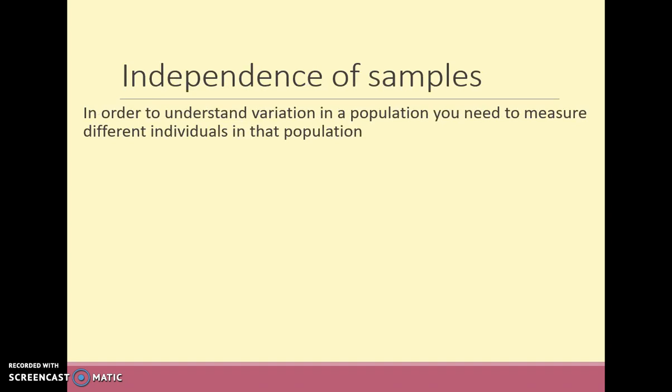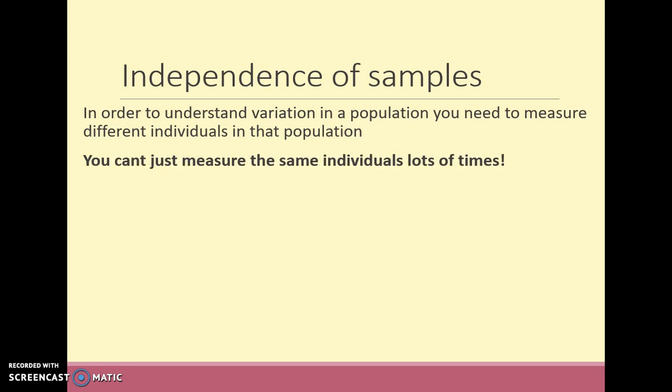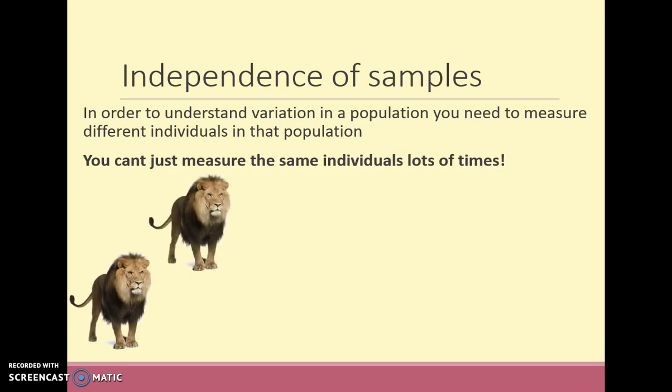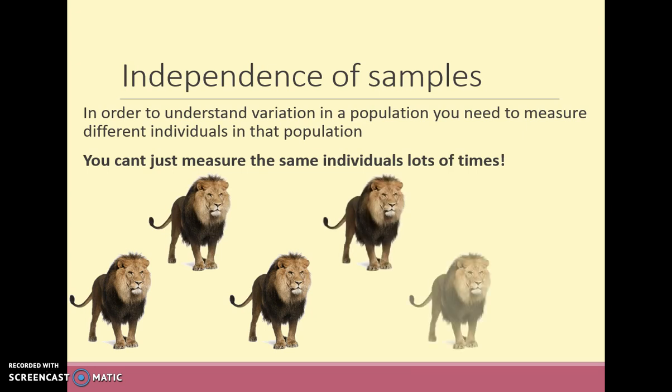So, in order to understand variation in a population, you need to measure different individuals in that population. You can't just measure the same individuals lots of times. So let's take, for an example, we wanted to look at the effect of testosterone levels on mane colour in lions. If we wanted to make inferences on this in regards to the population as a whole, we wouldn't be able to just take one lion, measure its testosterone levels lots of times, and look at its mane colour lots of times. We would have to look at this in a subsample of individuals.